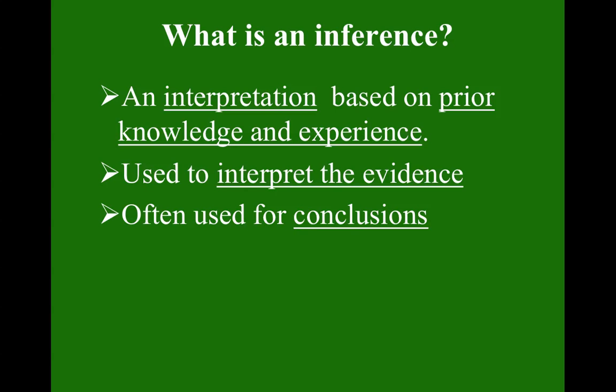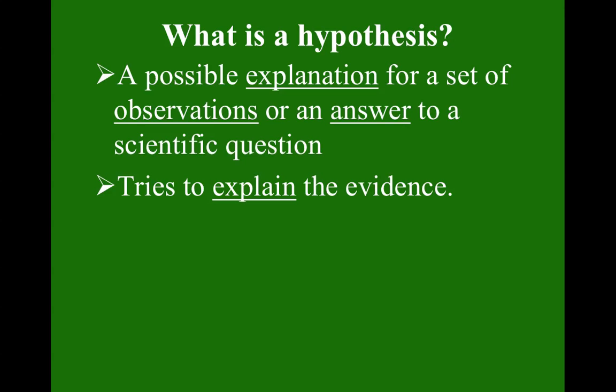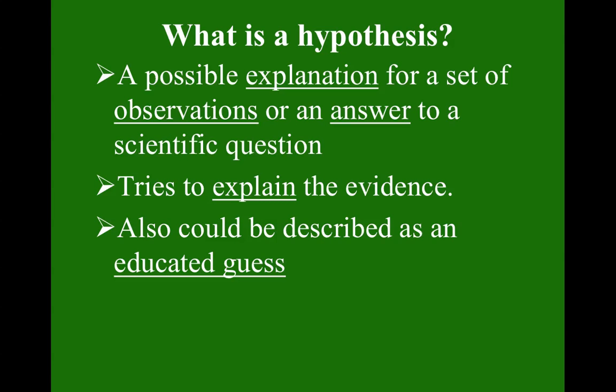The last word that we want to work with is hypothesis. A hypothesis is a possible explanation for a set of observations or an answer to a scientific question. What a hypothesis does is it tries to explain the evidence. So we see something and we try to explain why that's happening. We often describe this as an educated guess. Now, two words that a hypothesis should always have in it are if and then. So if we see this happening, then this is what is going on, or this is why it is happening. That's what a hypothesis is.